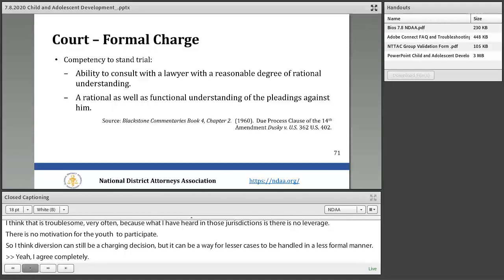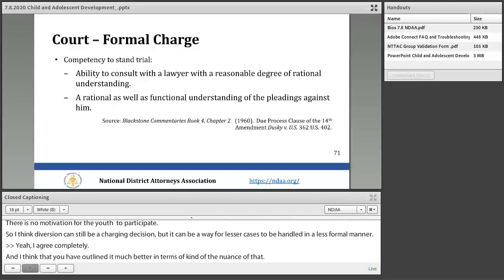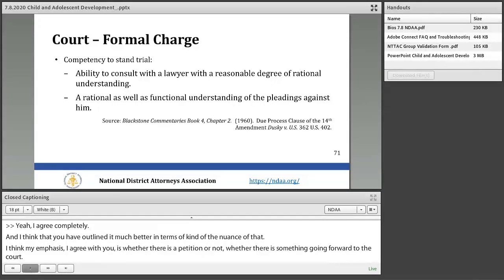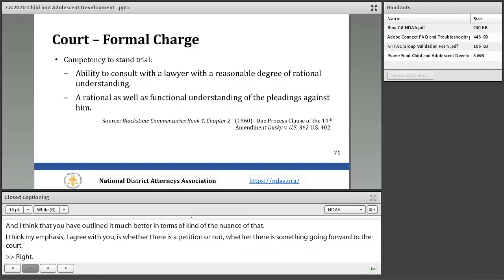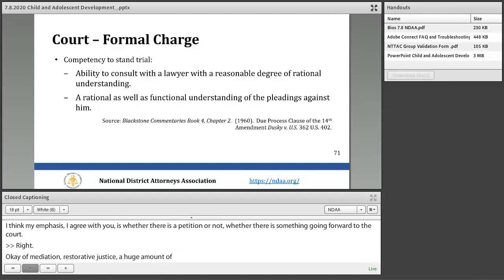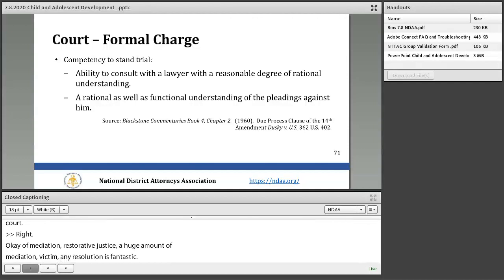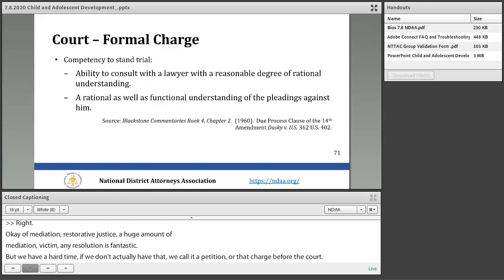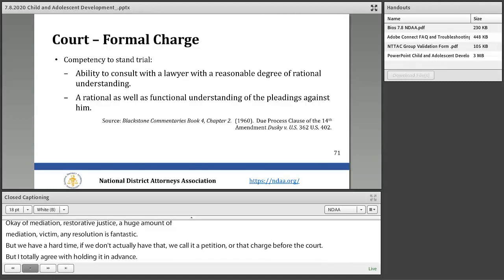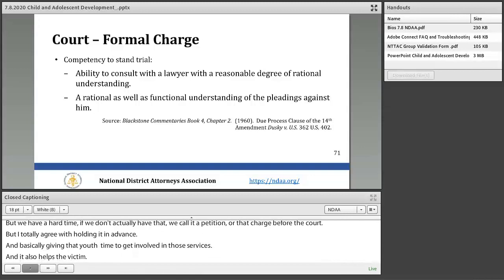Yeah, I agree with you completely, and I think that you have outlined the nuance of that much better. I think my emphasis is whether there's a petition or not, whether there's actually something going forward to the court. And I agree, we use a lot of mediation, restorative justice. We use a huge amount of mediation, victim-offender reconciliation. I think any kind of alternate dispute resolution is fantastic, but we have a hard time if we don't actually have that, we call it a petition, or that charge before the court. But I totally agree with holding it in abeyance and basically giving that youth time to get involved in those services. And it also helps the victim.